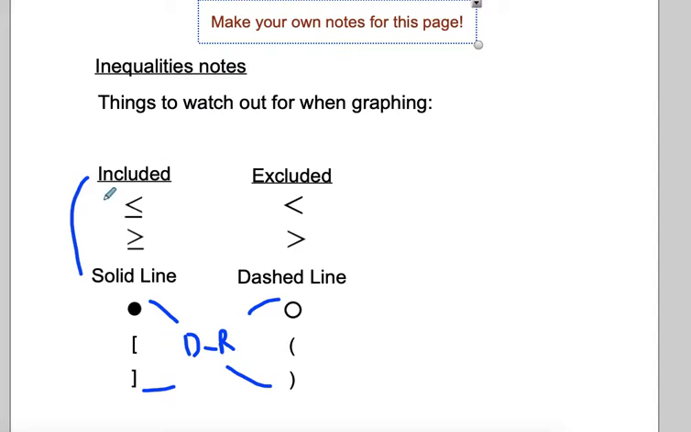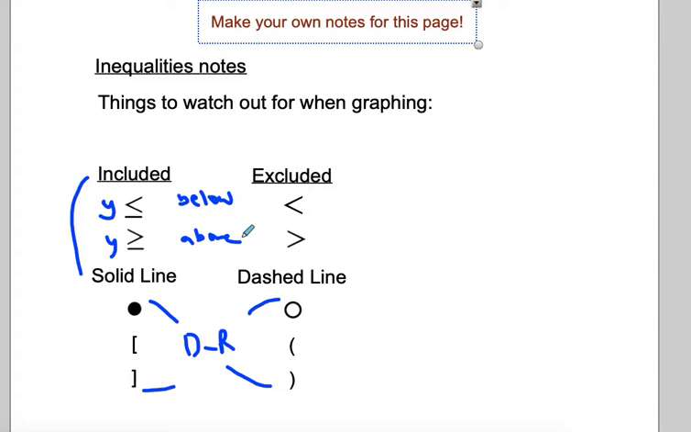When you are graphing these, if you see the equal sign, you're going to be doing a solid line. If you don't see the equal sign, it's going to be a dashed line. And then we also have to shade these lines. If you see y is less than, or y is less than or equal to, you're going to be graphing and shading below that line. And if you see y is greater than or equal to, or y is greater than, then you're going to be shading above that line.